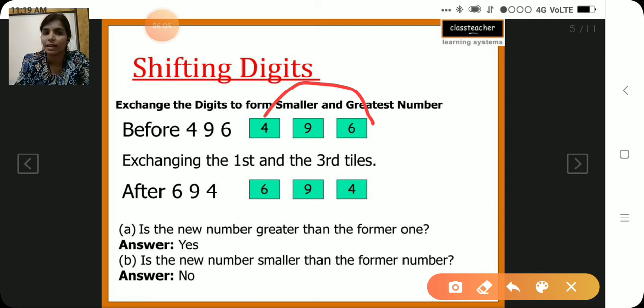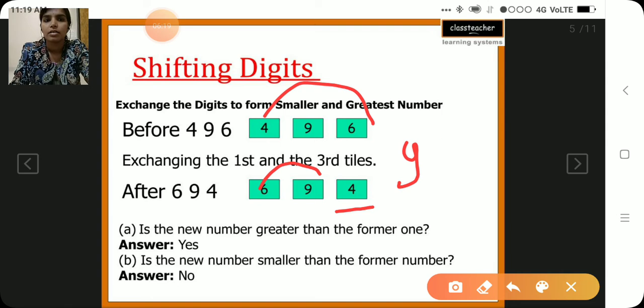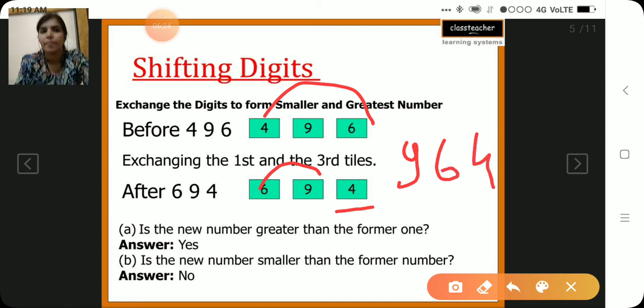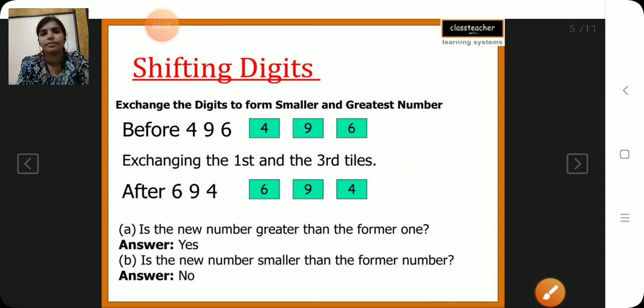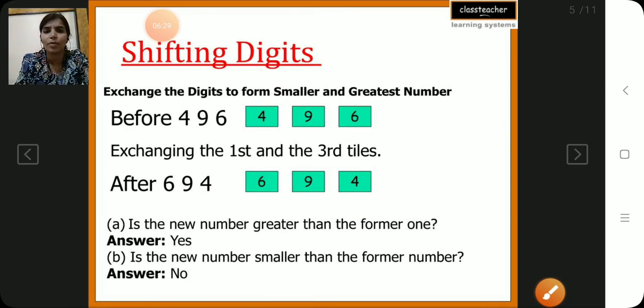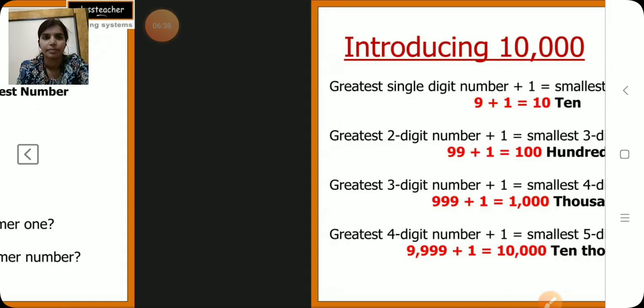You want to make the greatest number. Then we are shifting that 4 here. Then the second step is you want to shift that here. That means your greatest 3-digit number is 964. Understand that? Is the new number greater than the former one? Yes. Is the new number smaller than the former one? No. Understand how you shift and make the greatest and smallest number.